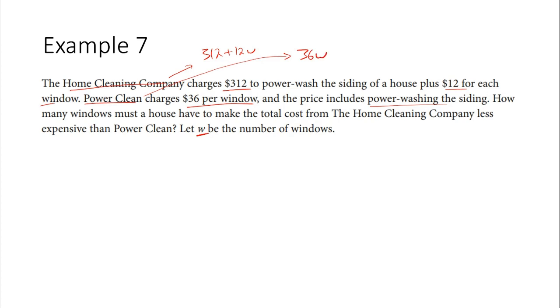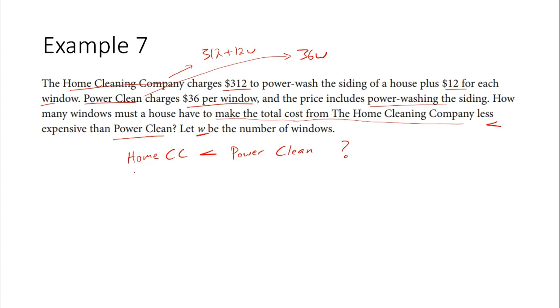All right, now what are they asking? How many windows must a house have to make the total cost from the home cleaning company less expensive than Power Clean? Notice what I did there: I saw less than. So they're saying the home cleaning company is less than the Power Clean company. That's basically the question. When is that going to happen?